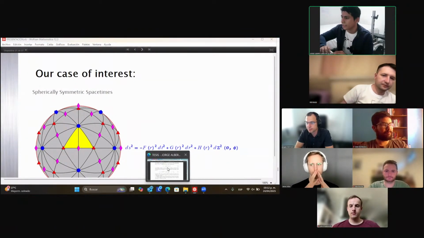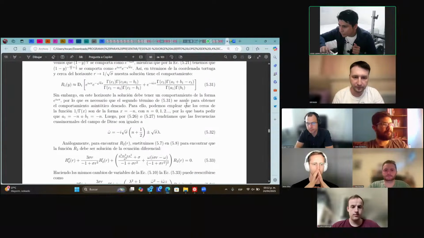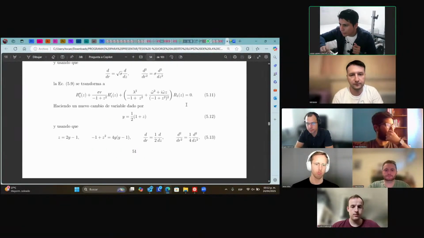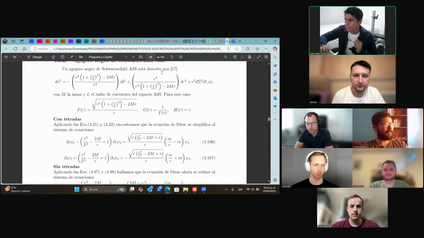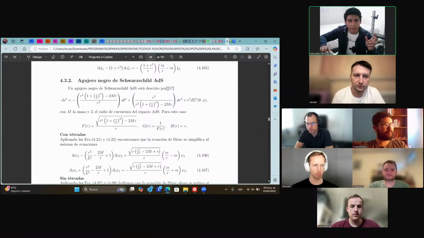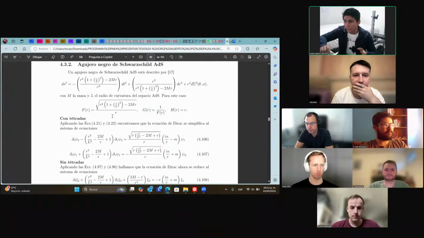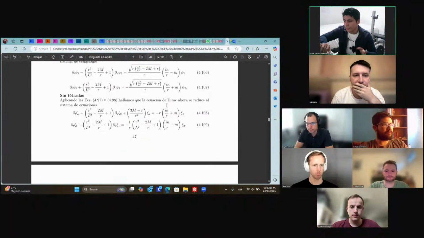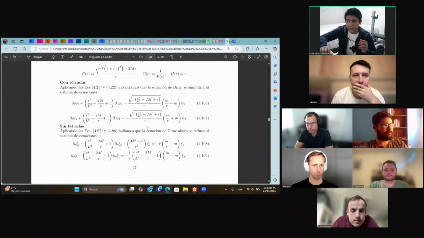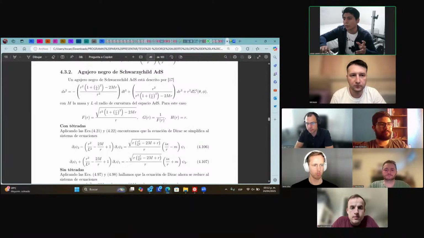Let me show you quickly. Yeah, we have a Schwarzschild black hole. This is a spherically symmetric spacetime, and we can apply this methodology and get these two differential equations below here. So it's correct. We can apply this methodology to the Schwarzschild spacetime, particularly to this black hole.